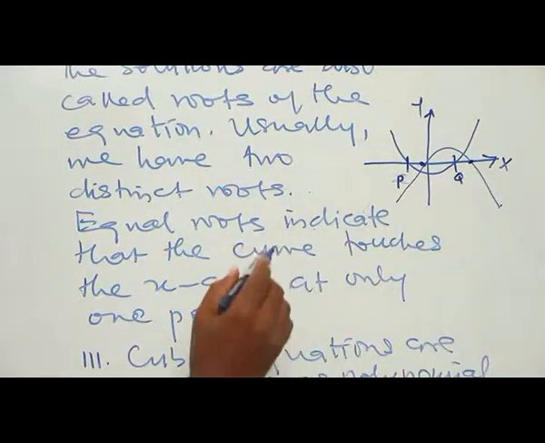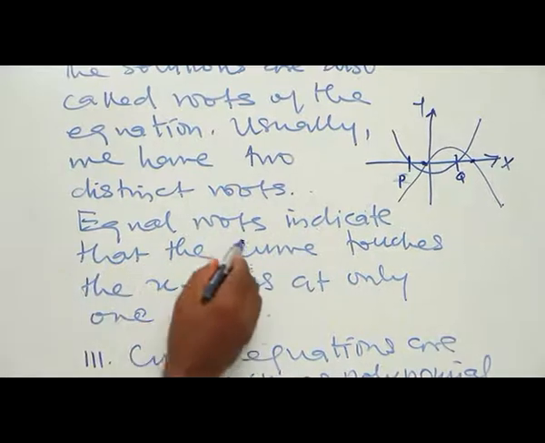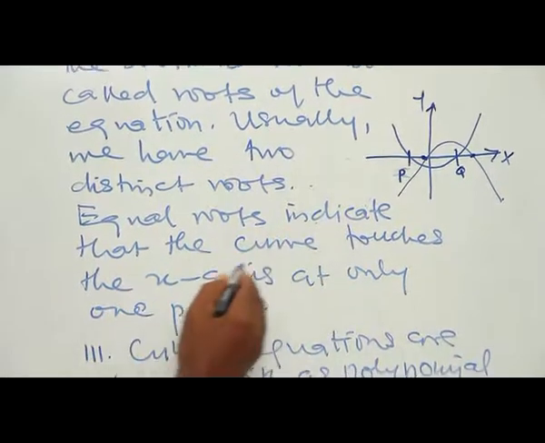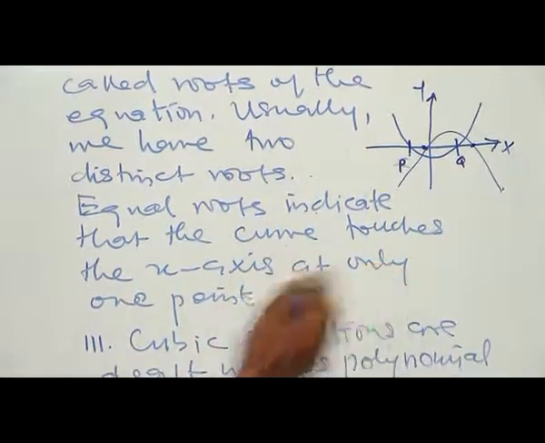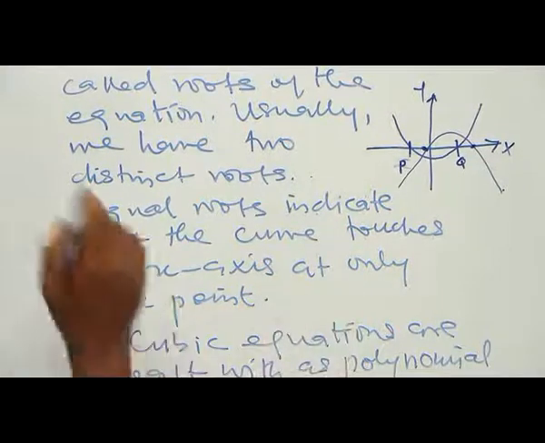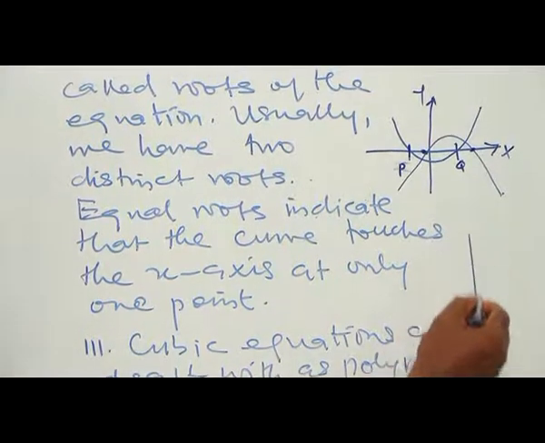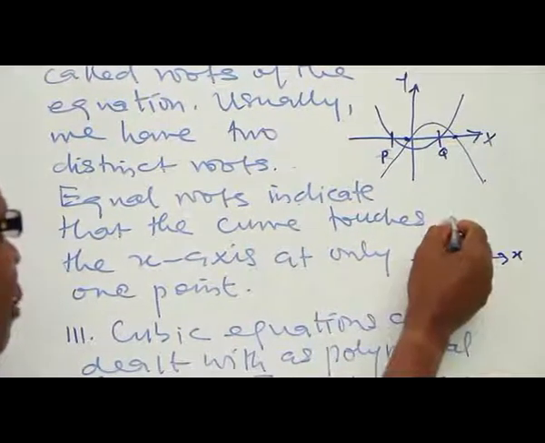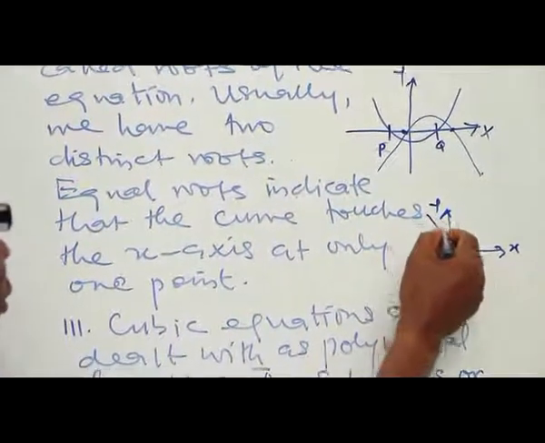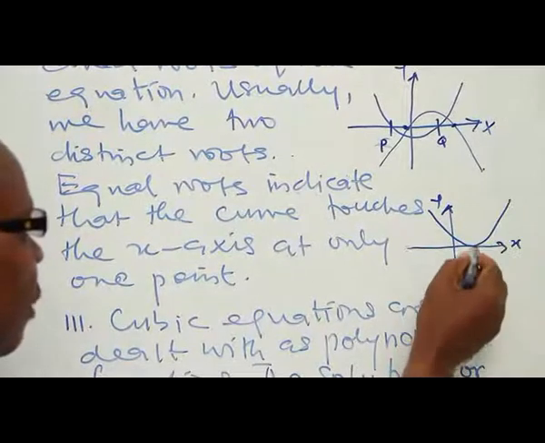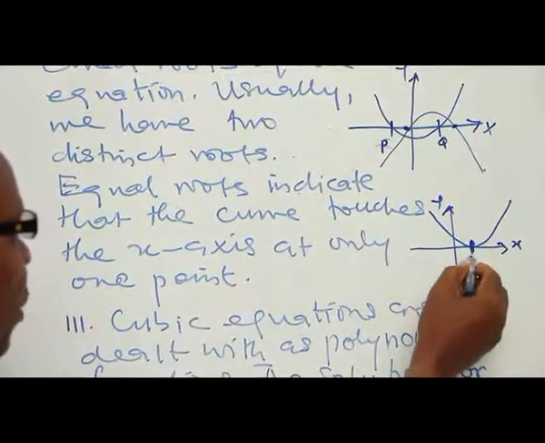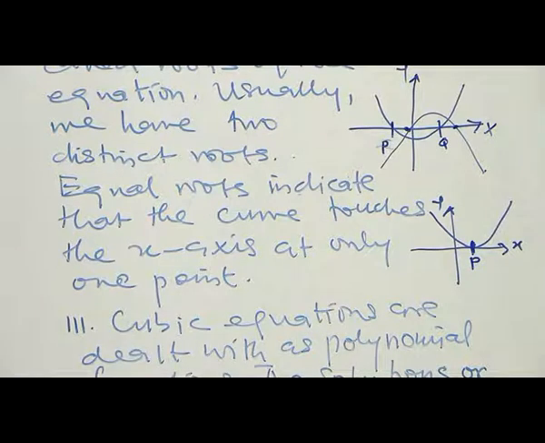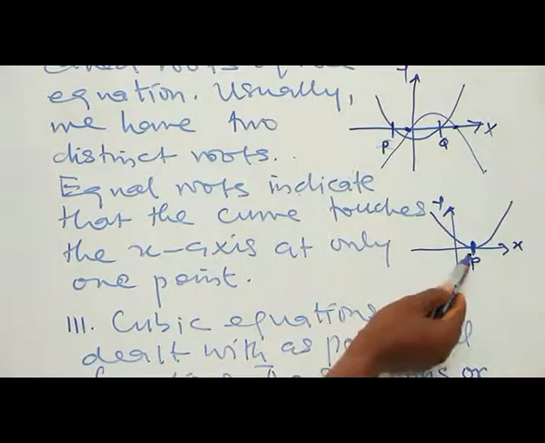But there is a third case, equal roots, which indicates that the curve touches the x-axis at only one point. What we mean by this is that here is your x-axis, and here is your y-axis, and then the curve is coming and it touches it only at one point here. Maybe this is P. So in this regard, you say you have an equal root.